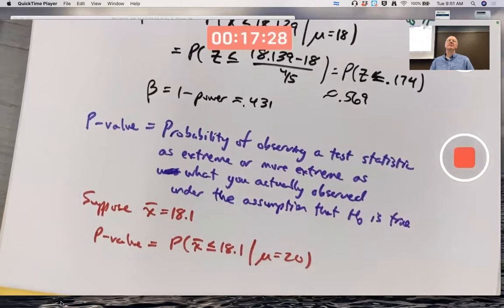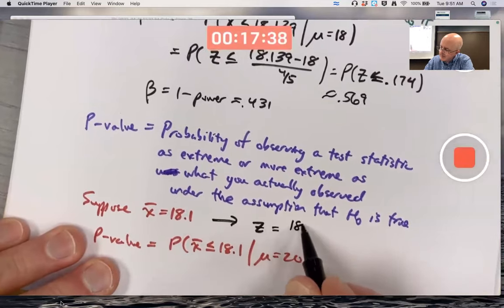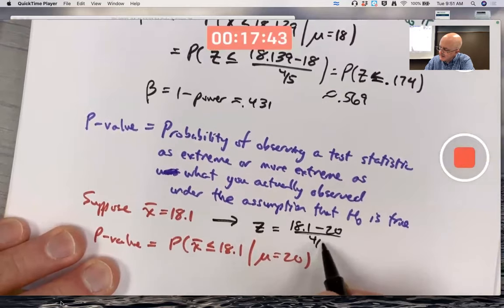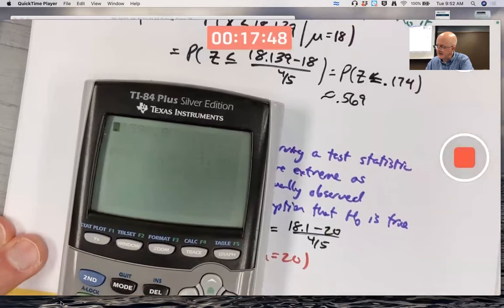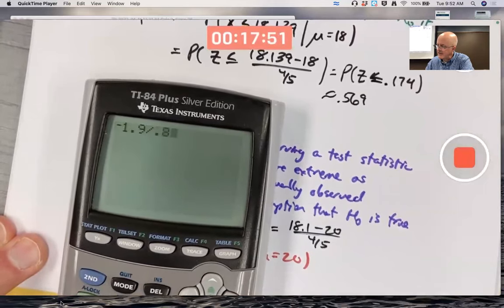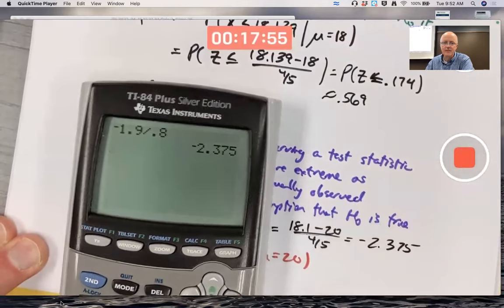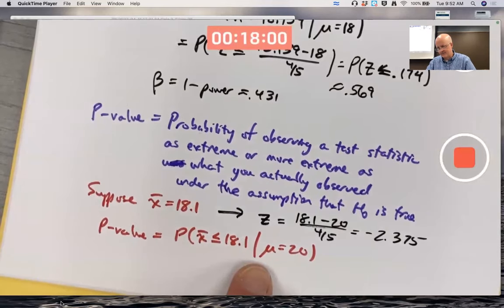I mean, usually when we compute a p-value, we don't write it in terms of X bar. We usually pretty much just compute z first. Assuming the null is true, so subtract 20. So we have negative 1.9 divided by 0.8. The observed value of the z statistic is negative 2.375. So usually I don't write that first line that I just wrote, but it's not a problem to write that.